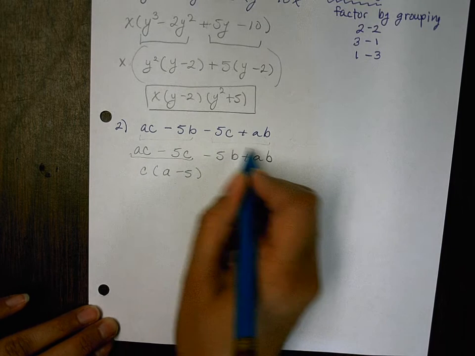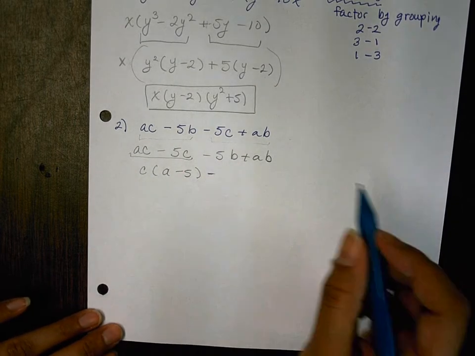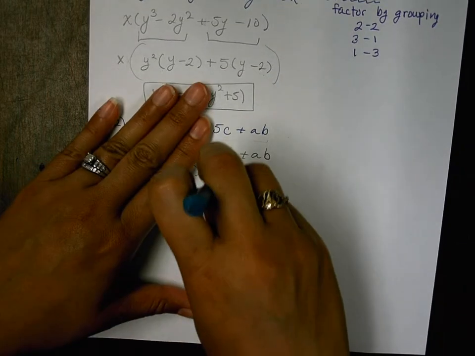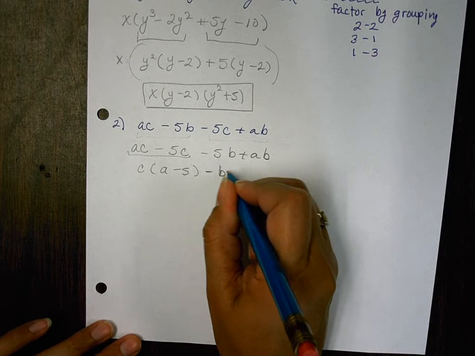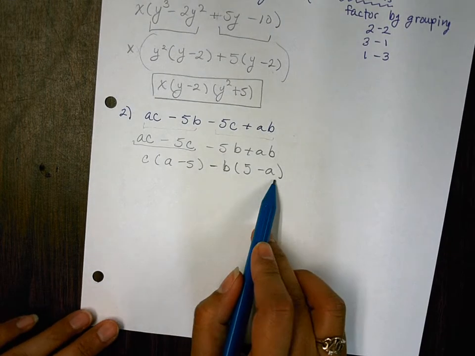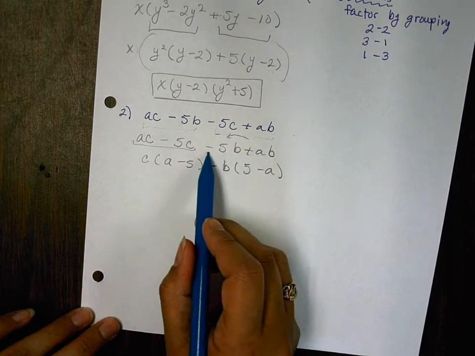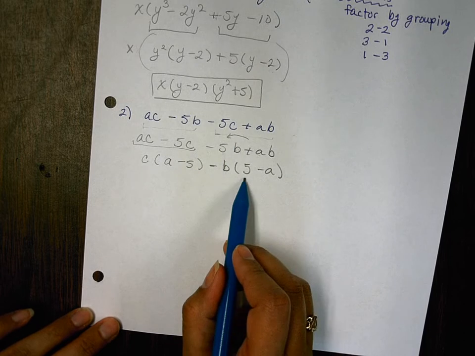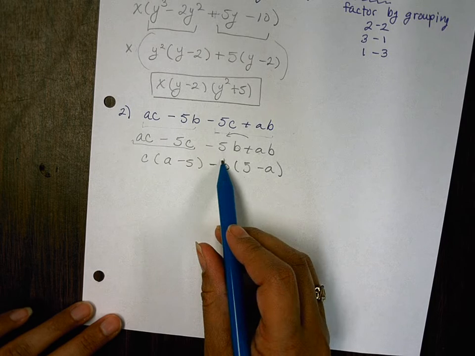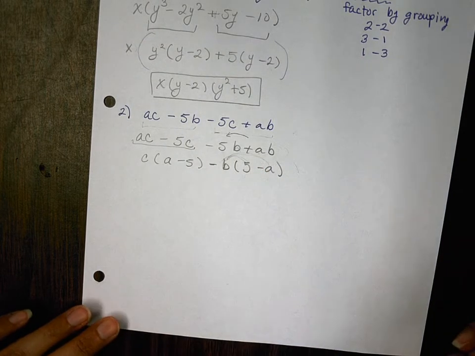Now here I have to take out a negative B, leaving behind a 5 minus A. And it's 5 minus A because you took out the negative. Remember, you pull a negative out, it changes both signs. So that 5B is now a positive, and that positive AB is now a negative because you took a negative out. If you don't believe me, try to distribute that negative B back in, and you should end up back up here with what we started with.